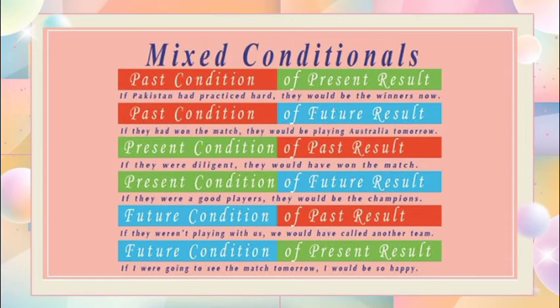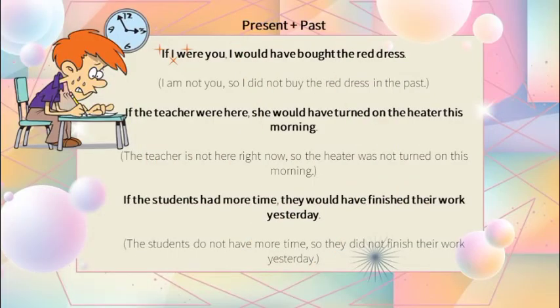Mixed conditionals include these examples: past condition of present result, past condition of future result, present condition of past result, present condition of future result, future condition of past result, future condition of present result. The present plus past mixed conditional expresses that there was a condition that could have been fulfilled in the past and that bears a result in the present.